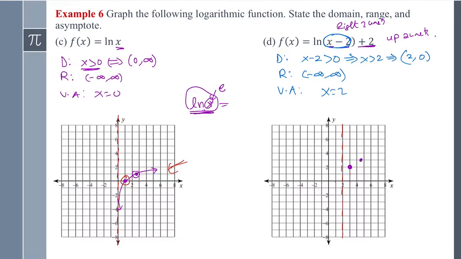Or in another way, we can just look over here. So ln of x minus 2, plus 2. When x is 3, we get 3 minus 2 is 1, so the ln becomes 0, and we get 2. So when x is 3, y is 2, the first point.